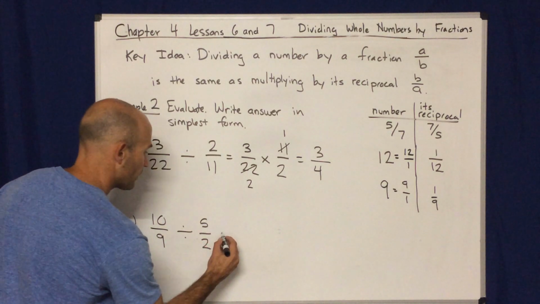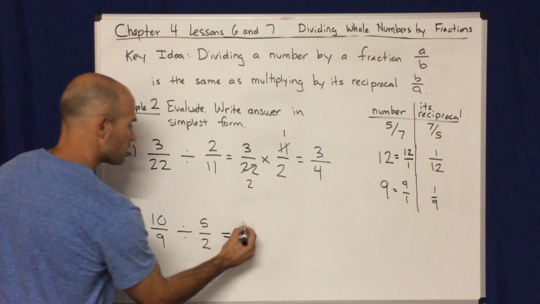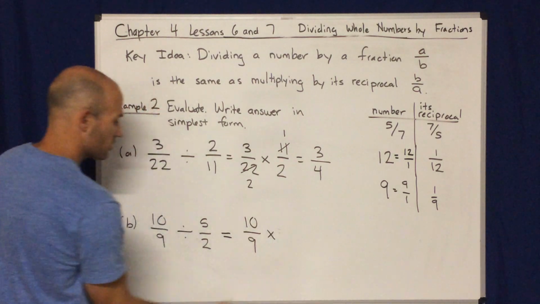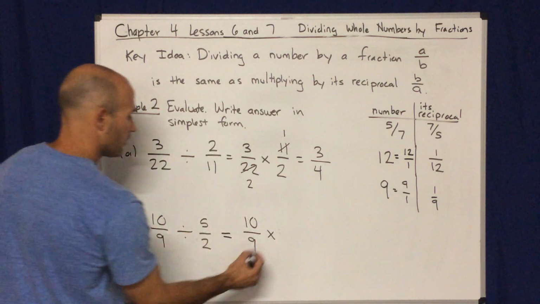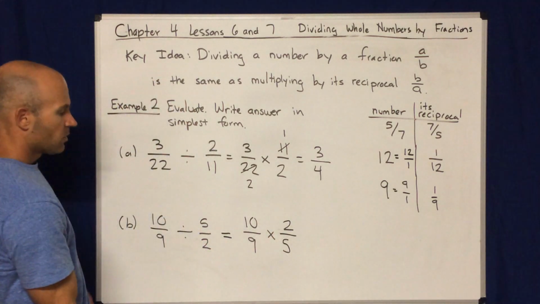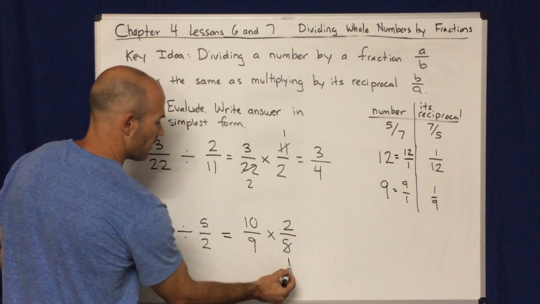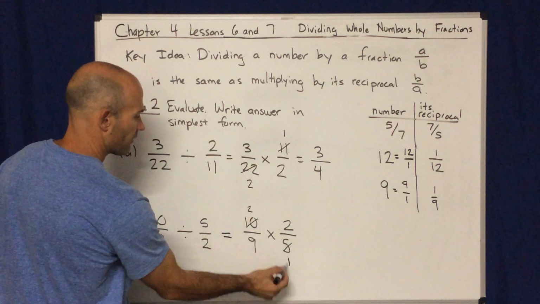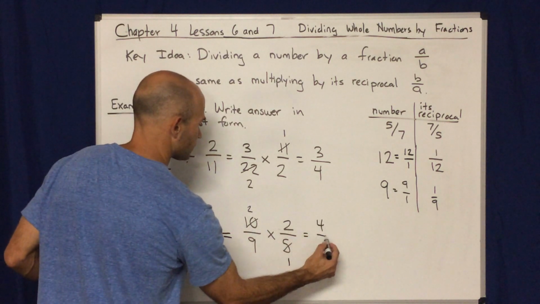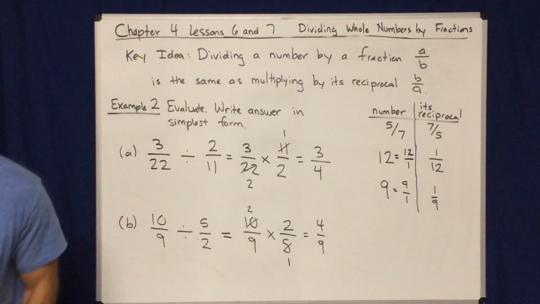There's nothing too significantly different about this letter B as opposed to letter A. The first fraction stays the same. The division changes to a multiplication. And we replace 5 over 2 with its reciprocal. Before multiplying out, look for common factors. 5 and 10 have a common factor of 5. So 5 goes into 5 once, and 5 goes into 10 twice, and then just multiply, 4 over 9. So that summarizes the main idea in lesson 7.